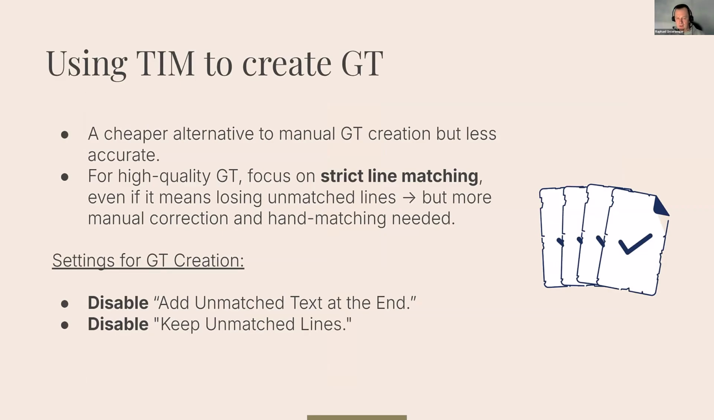But the text-to-image matching is most often used to produce a cheap ground truth. Often you have a lot of pages and you have your text already in the form of a transcript, but not with physical information like the coordinates or where they belong on the image.